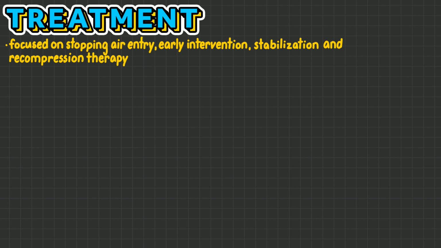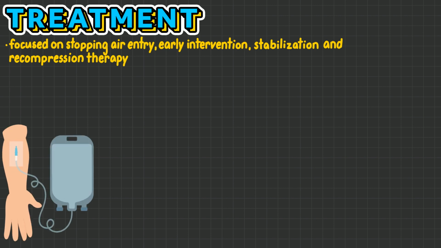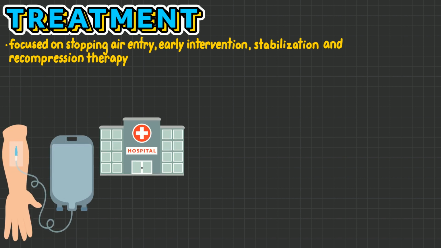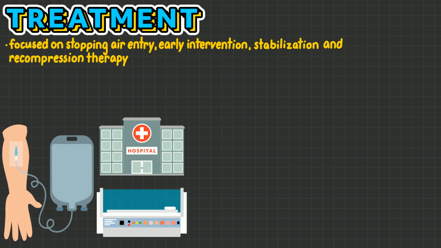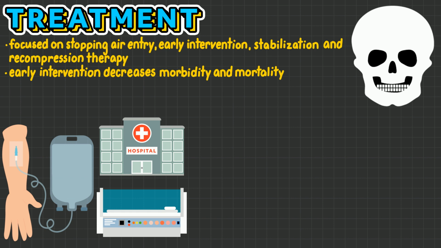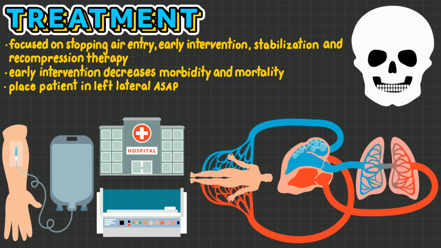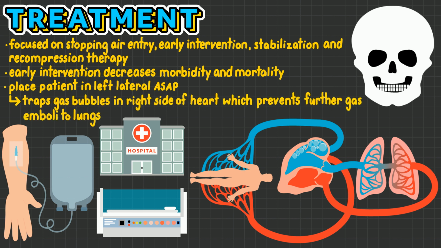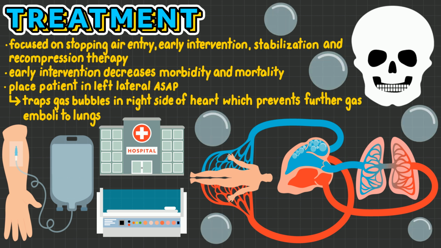Treatment of a venous gas embolism is focused on stopping air entry if possible, early intervention, stabilization, and recompression therapy for severe cases. Early intervention is important to decrease morbidity and mortality. Patients should be placed in a left lateral position as soon as possible if a venous gas embolism is suspected, as doing so traps the gas bubbles in the right side of the heart. This prevents further gas bubbles traveling to the pulmonary circulation.